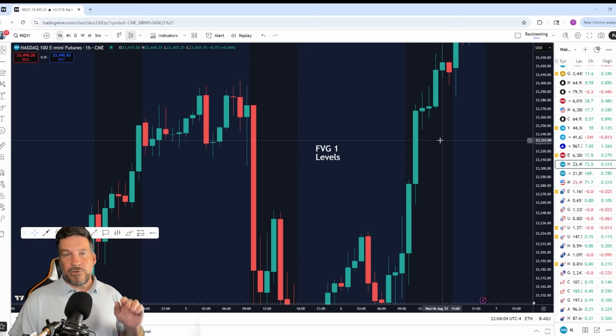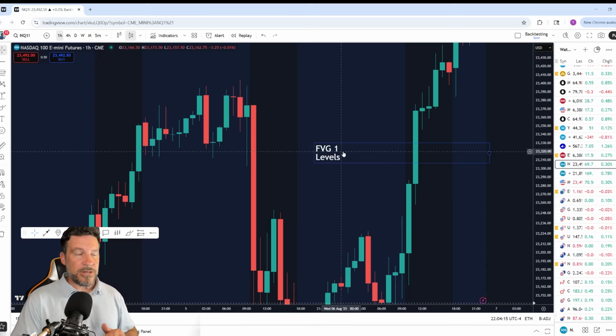There are two types of draws on liquidity for me. I say for me because this is how I use it. You may have seen it differently elsewhere, but this is how I use it and it has helped me tremendously. The first one is fair value gaps, and I have it written on the screen here. The second one is key levels, and that's simply daily highs, 1 hour highs and lows, and using them when there are simply no fair value gaps present.